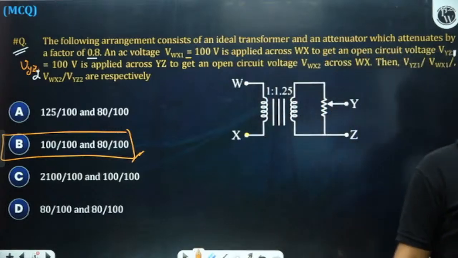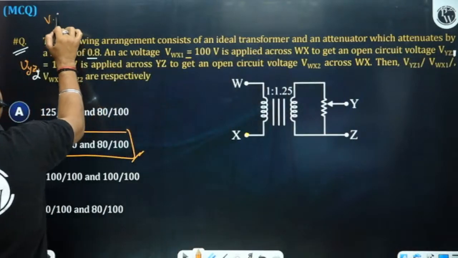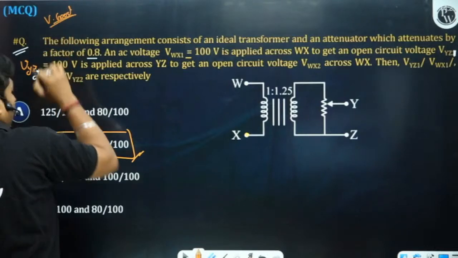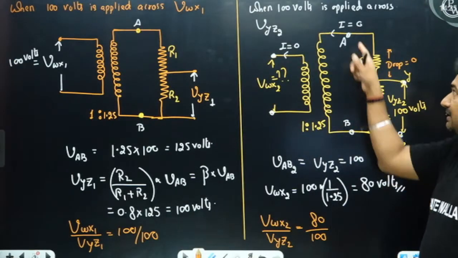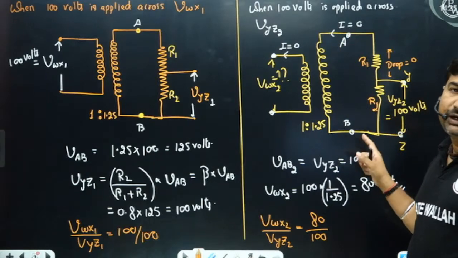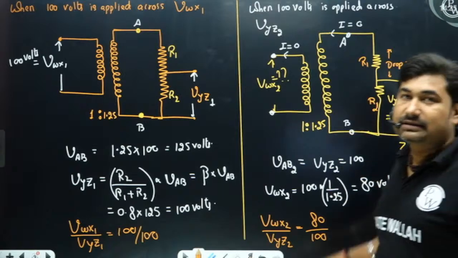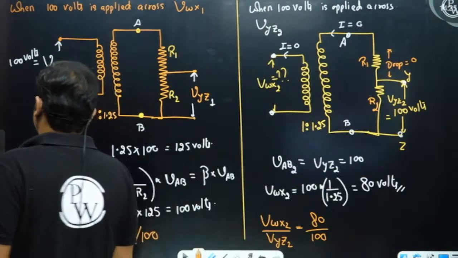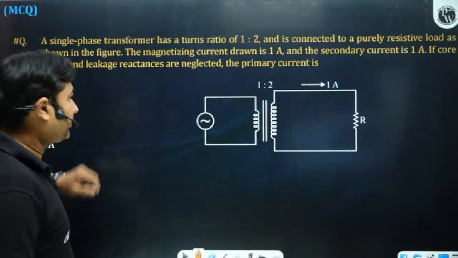How many of you are able to understand this question perfectly? It's a very good question. See, it's the concept of open circuit. At the same time, you have to understand that there will be no voltage drop across the resistor. So, basic network. Great, sir. Let's talk about this question.